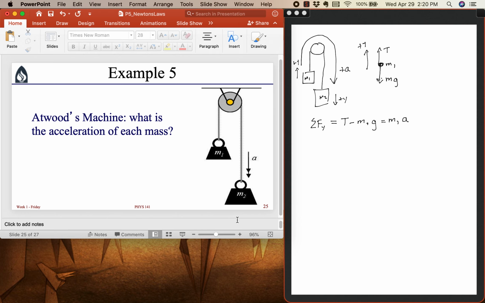So that's mass 1. Next, let's focus on mass 2. Mass 2 I will also represent with a dot. And likewise, mass 2 is going to have its weight pulling downward. This one should be m1. This one is m2. And then, since it's attached to the same rope, it will have the same tension force in the upward direction.